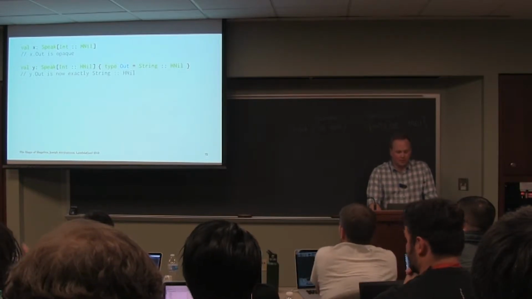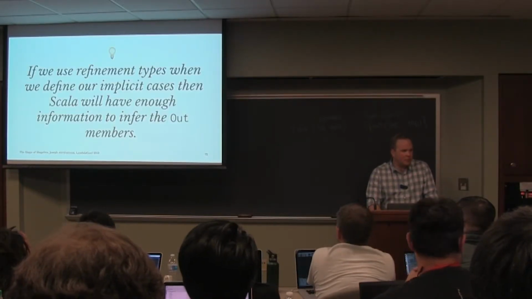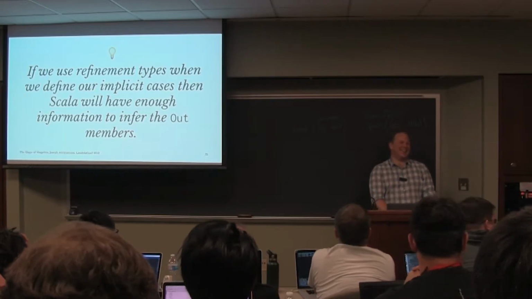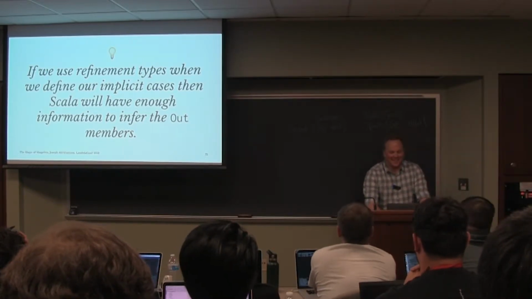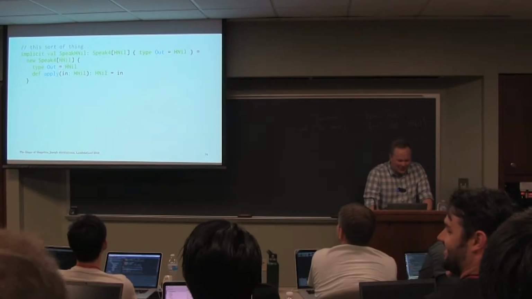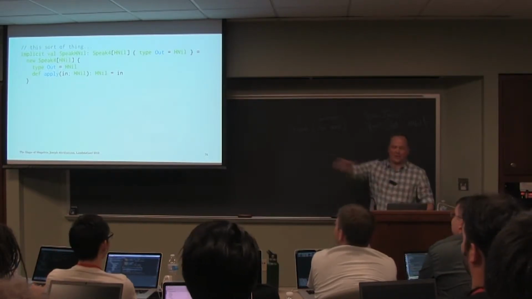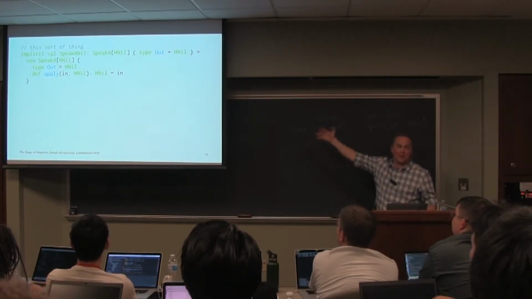Yes, it's the aux pattern, exactly. I'm not even going to get very far. We change HNil to the refinement type. It has the output type now defined.